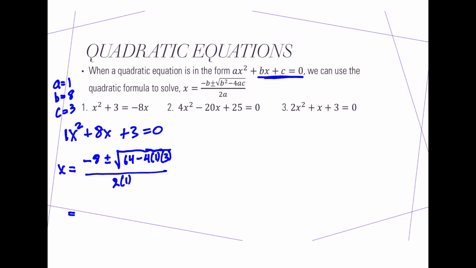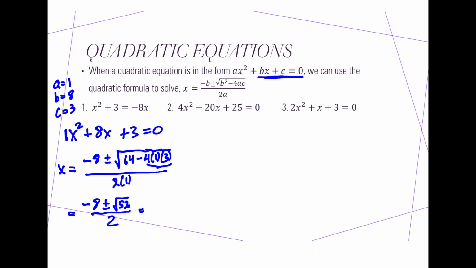So this is going to end up being 64 minus, and then 4 times 1 times 3 is 12. So 64 minus 12 is going to give me 52. So I have negative 8 plus or minus square root of 52. I like to work out what that number under there is going to be and not have to rewrite everything constantly, right? So there's a couple ways of expressing this.